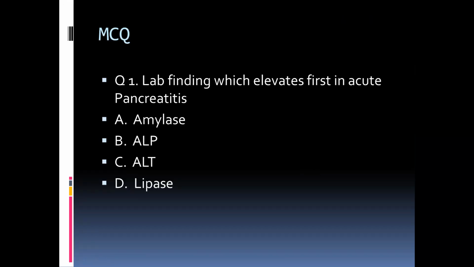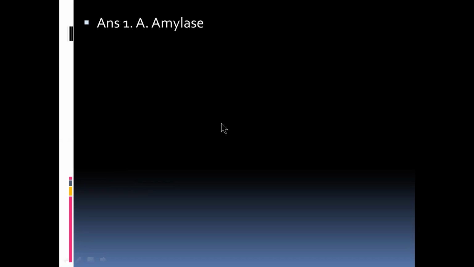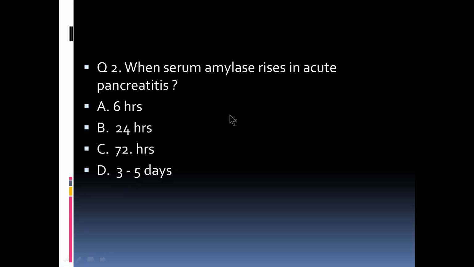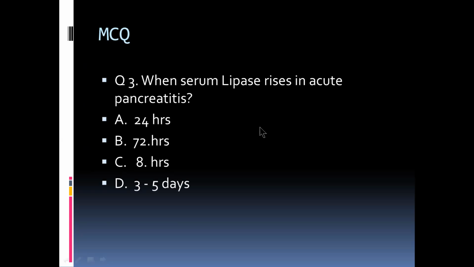Now we will review some MCQs regarding the acute pancreatitis topic. What is the lab finding which elevates first in acute pancreatitis? Out of amylase, ALP, AST, ALT and lipase, amylase is the answer which elevates first in acute pancreatitis. When does serum amylase rise in acute pancreatitis? The answer is 24 hours. Within 24 hours, serum amylase rises in acute pancreatitis.